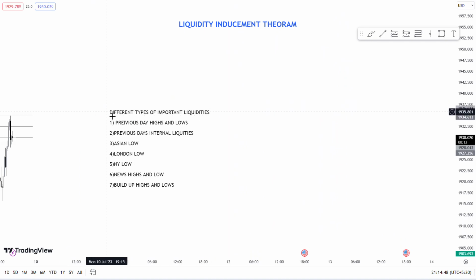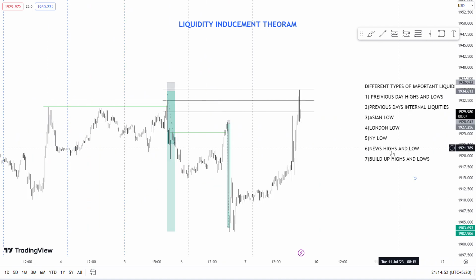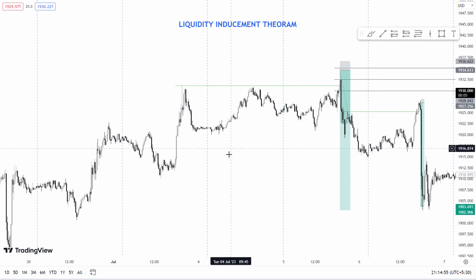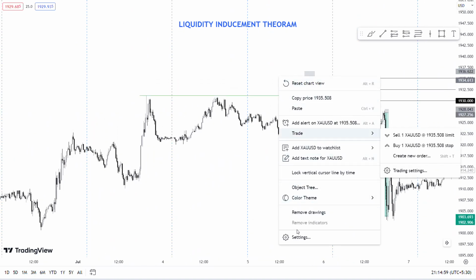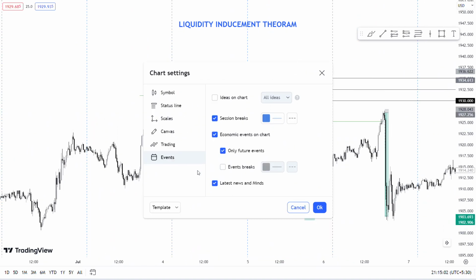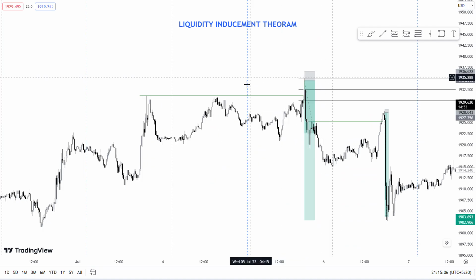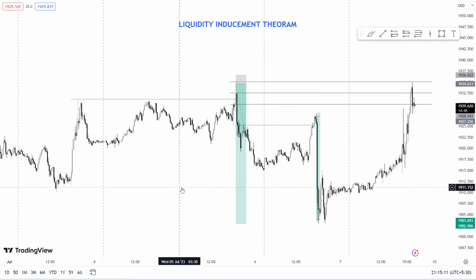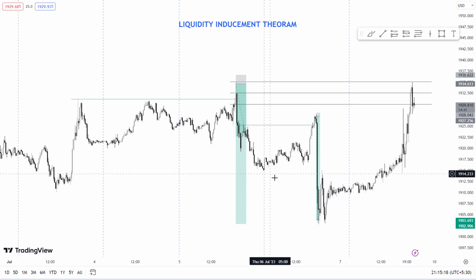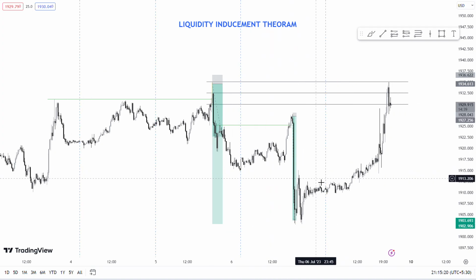So when it comes to the different types of important liquidities, the first one is the previous day's highs and lows. For this you should use a session break indicator like this. In the settings, there is a session break indicator. You should go to events, and this is session break. You should turn it on, so that the session break will exactly show us the day's starting point and the day's ending point. By this you can easily identify the highs and lows of the days.